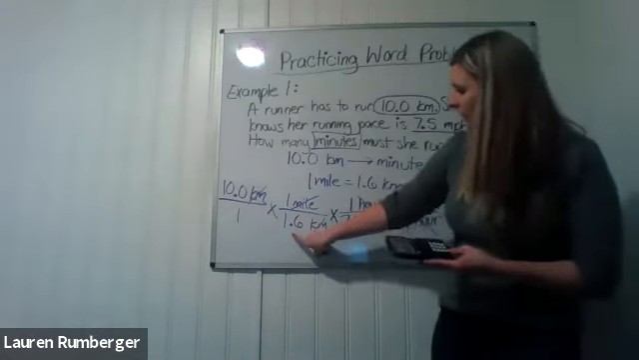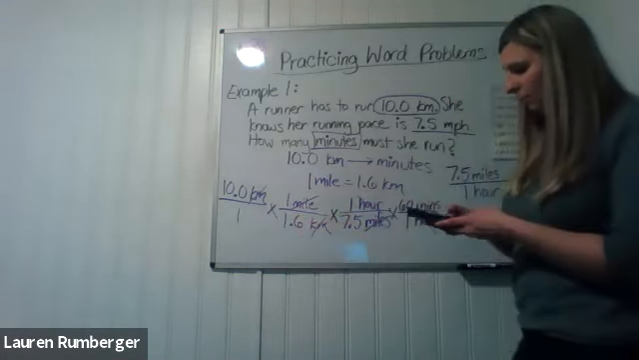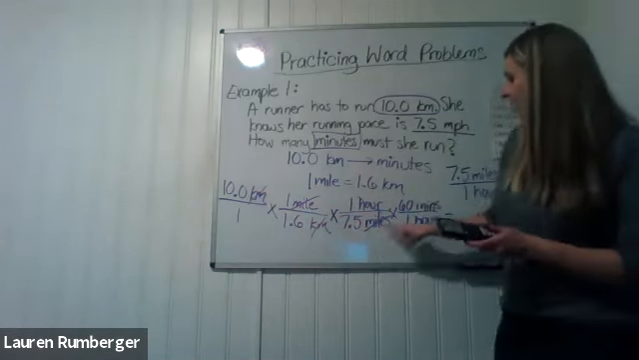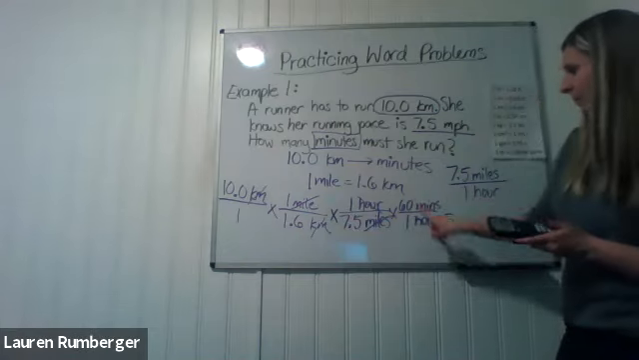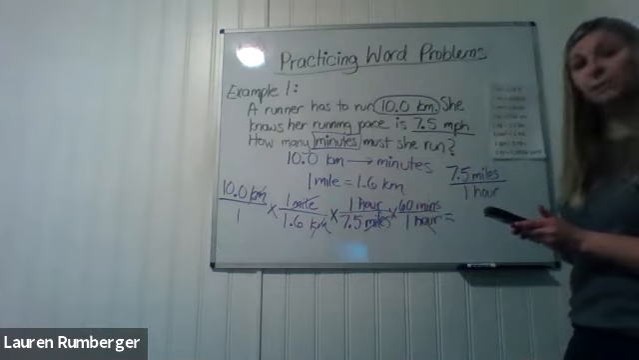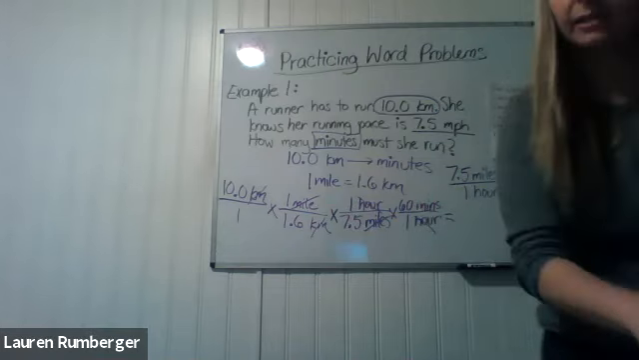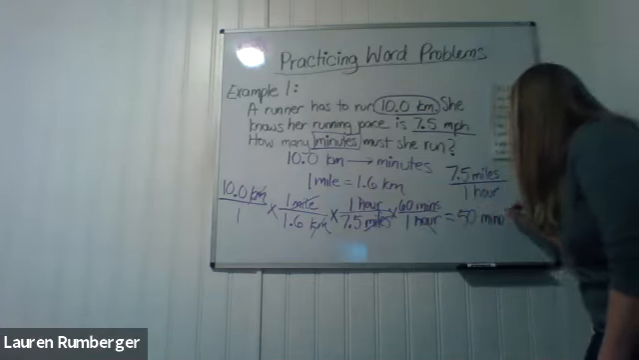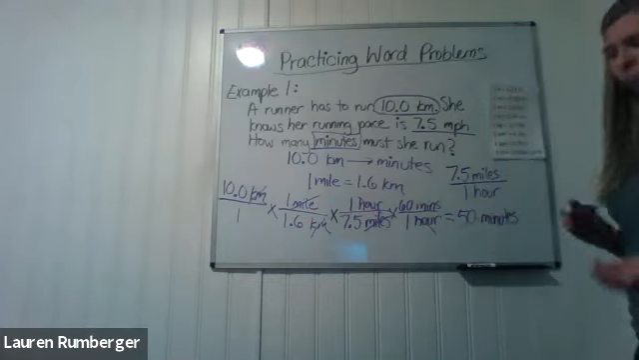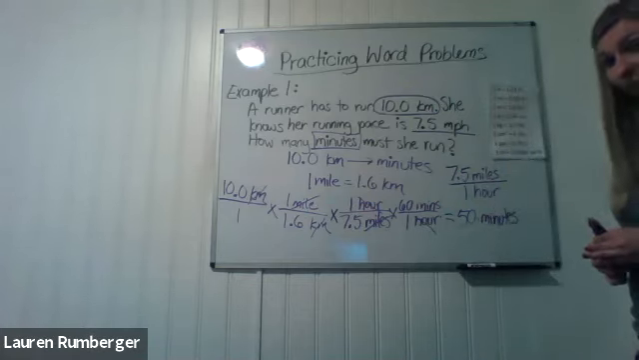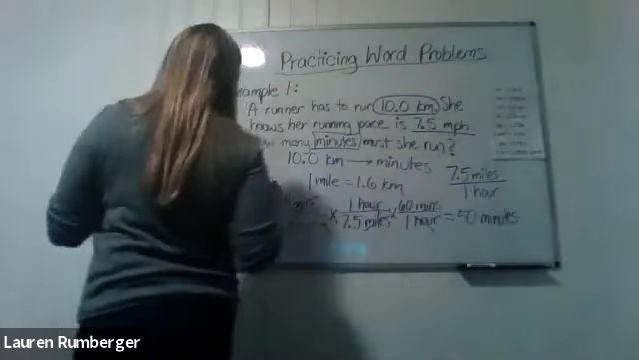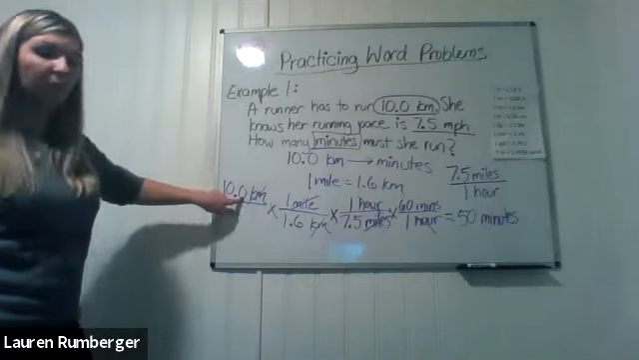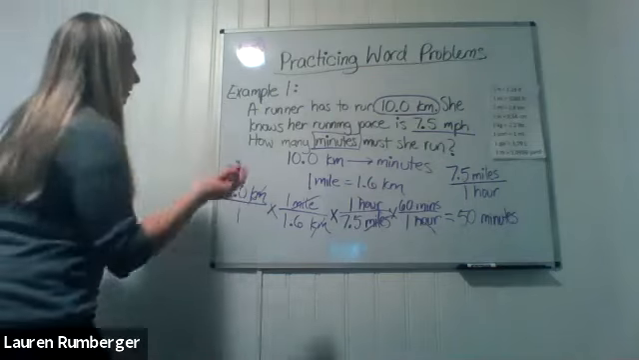10 divided by 1.6, because it's in the bottom, divided by 7.5, and then times by 60. What I'm seeing in my calculator right now is 50. 50 minutes. Now, the way that I've written this, does this take into account the significant figures? Let's take a look at significant figures. What we have here is 10.0, which has 3 significant figures.